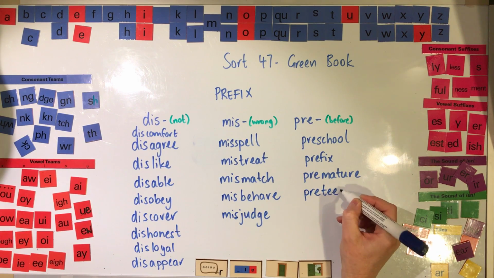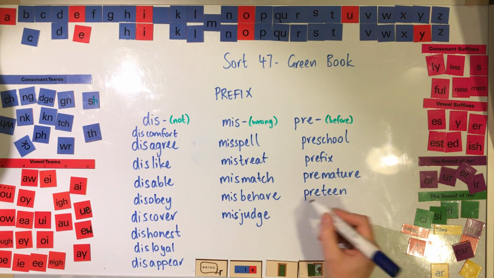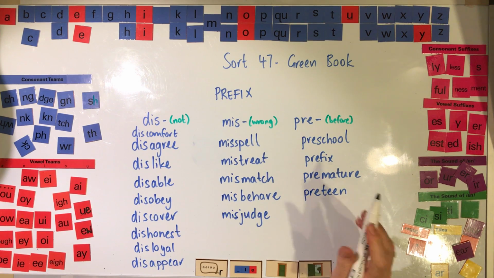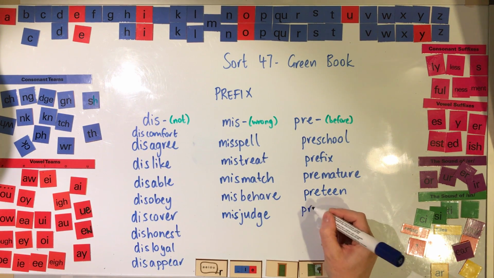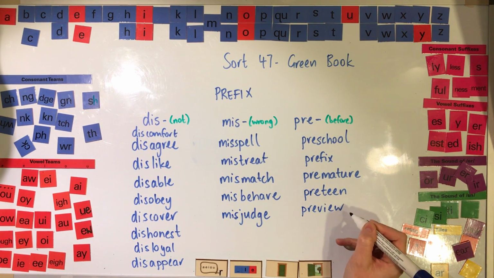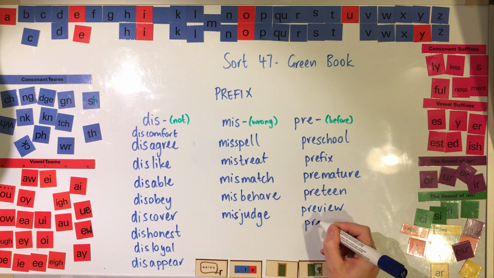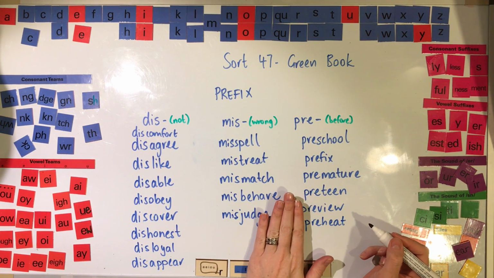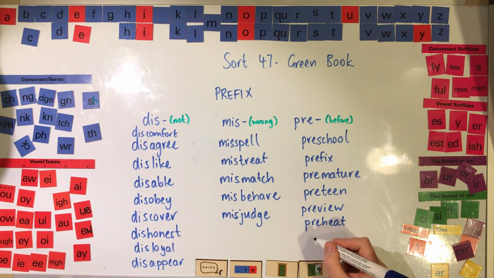Preteen. That means, you know, like a 12-year-old would be a preteen, not quite a teenager yet. Preview, we've already done that one. Looking at the movie before it comes out. Preheat. You might like to preheat your oven. You heat your oven before you want to cook something. Pretest. It's like a test you do before, and then precaution. We've already looked at that one.